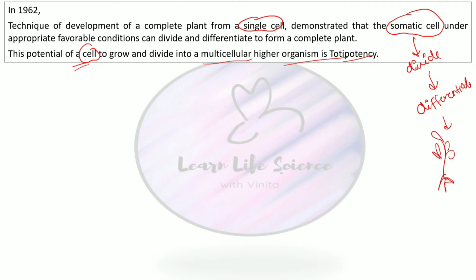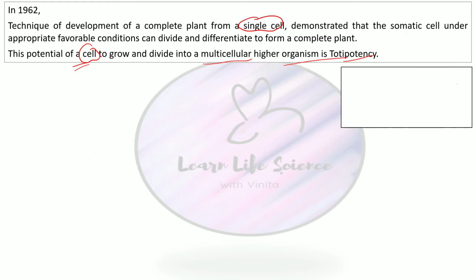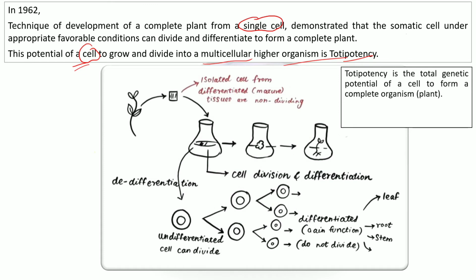Totipotency in simple sense is the genetic ability of the cell to divide and differentiate into a complete organism. In this case, that organism is the entire plantlet. Okay, so again, totipotency is the total genetic potential of a cell to form a complete organism. Okay, so now we will study it with the help of a diagram. For example, you have taken a parent plant and you have taken a small portion of leaf from this plant.